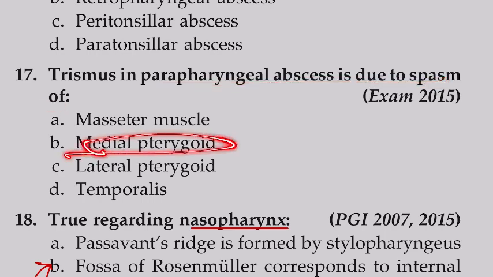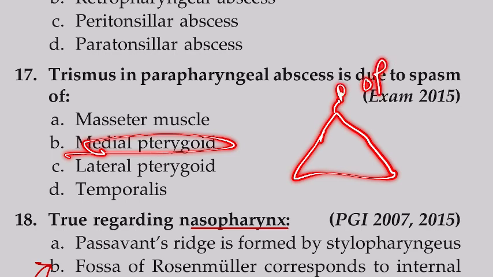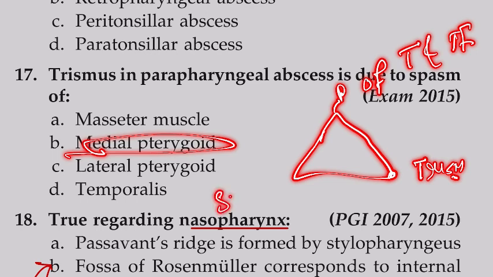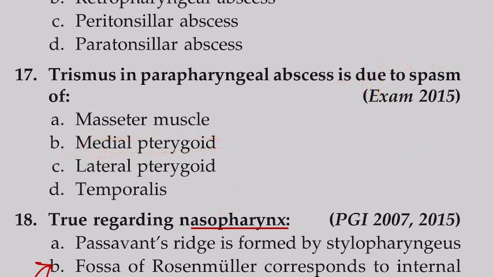There will be a triad of symptoms in the case of parapharyngeal abscess. One is prolapse of the tonsil and tonsillar fossa. Another is trismus due to the medial pterygoid muscle. Another is external swelling behind the angle of the jaw. And that will cause odynophagia. So trismus is due to spasm of the medial pterygoid.